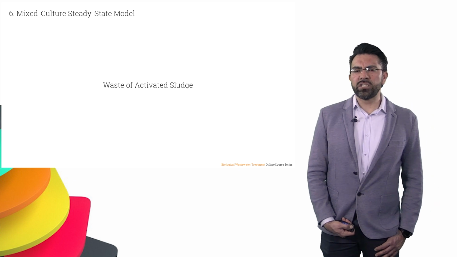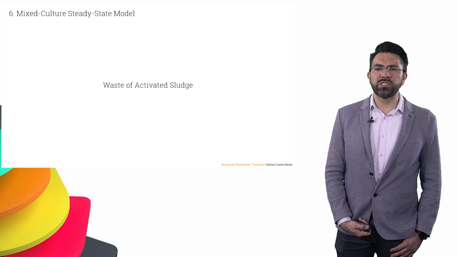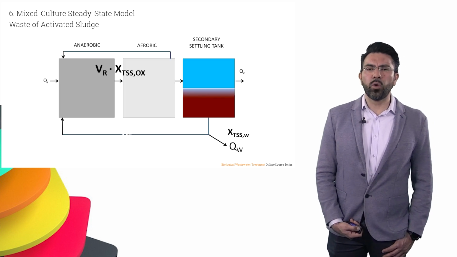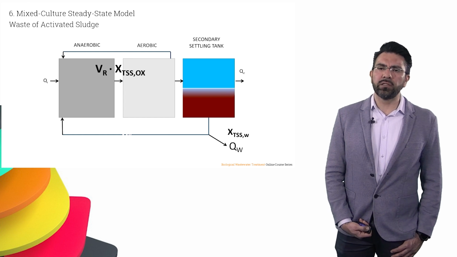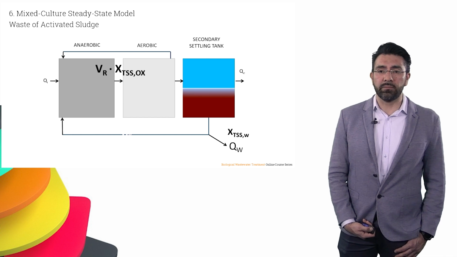The waste of activated sludge is a very important parameter because it will help us in controlling the solid retention time. And the solid retention time is the most important design and operating parameter for an activated sludge system, and is not different for an EBPR system.